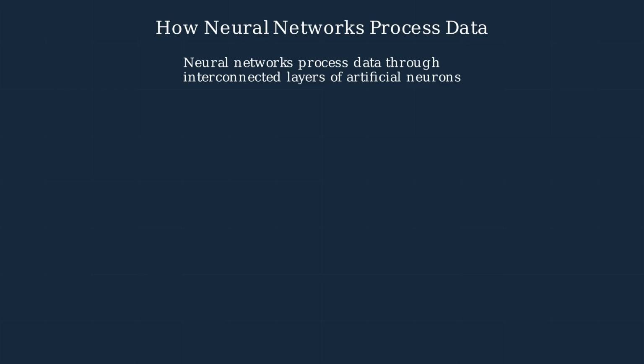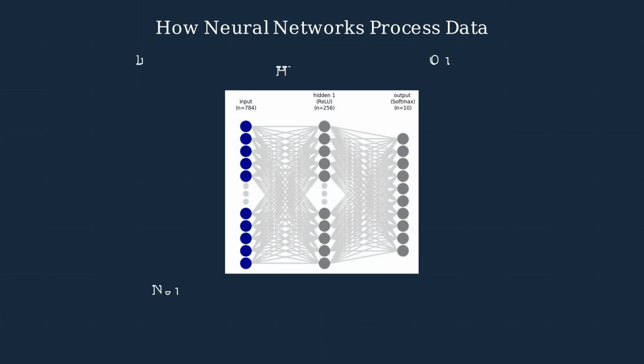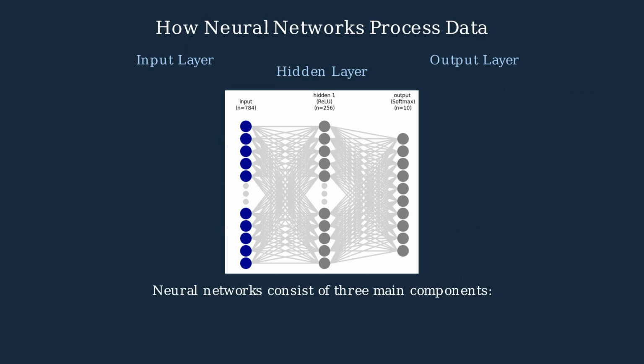How neural networks process data. Neural networks process data through interconnected layers of artificial neurons. Neural networks consist of three main components: an input layer that receives data, hidden layers that process information, and an output layer that produces results.